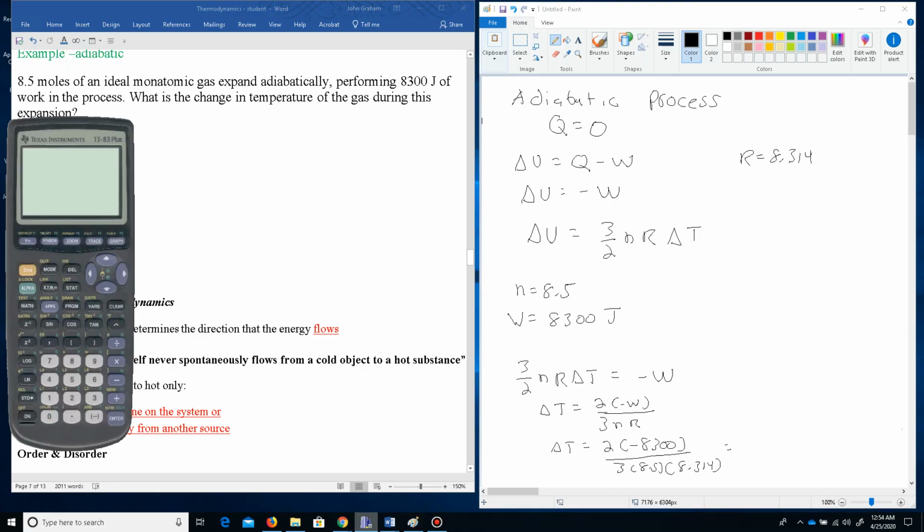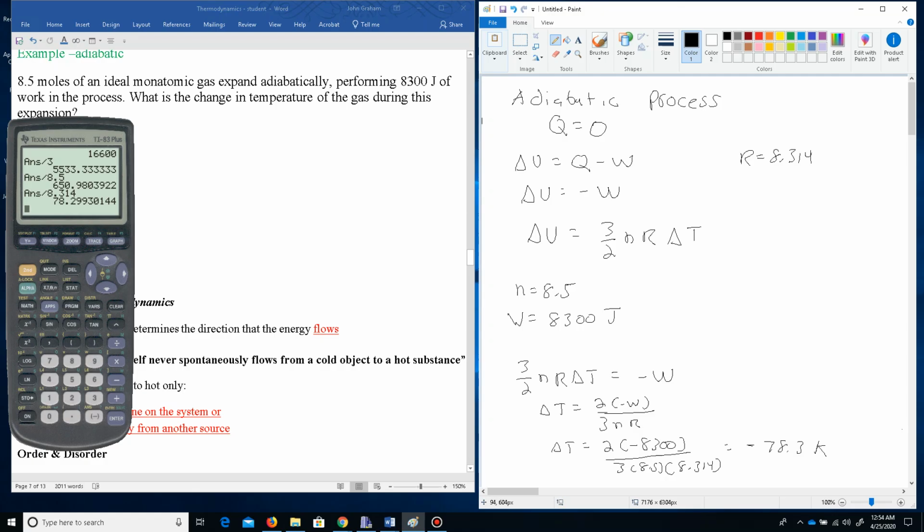Let me get my calculator and try and find where it went to. Right, so 2 times 8,300 divided by 3, divided by 8.5, divided by 8.314. And you get 78.3 Kelvin, which is going to be negative because of that negative sign. 78.3 Kelvin.